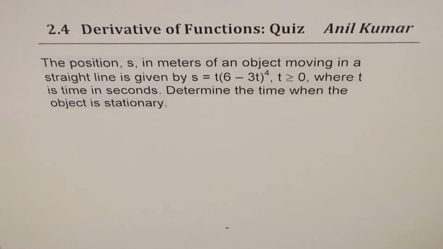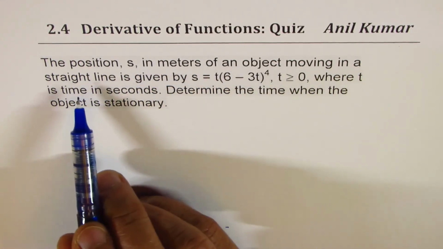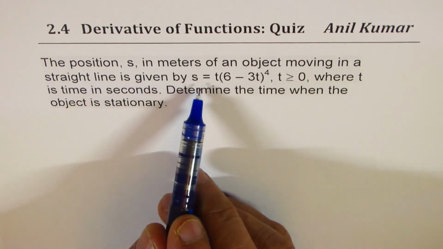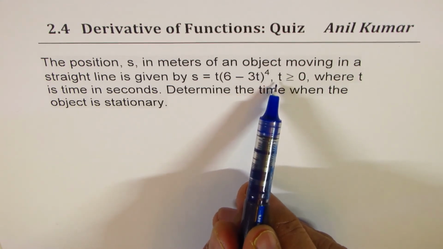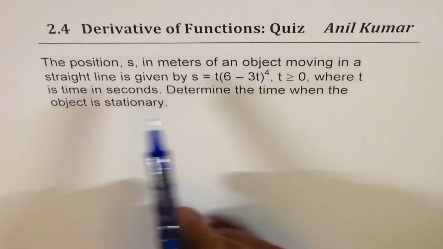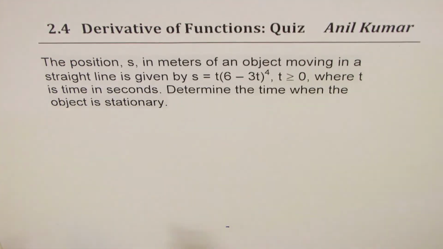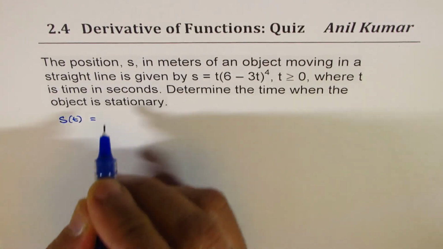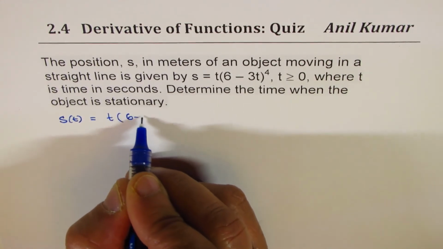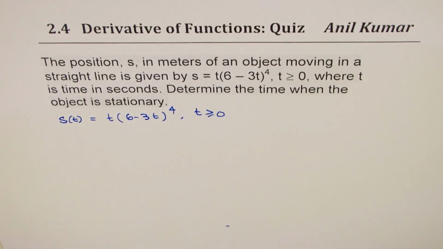I'm Anil Kumar, and here is a bonus question on derivatives of functions. The question here is, the position s in meters of an object moving in a straight line is given by s equals t times (6 minus 3t) to the power of 4, where t is greater than or equal to 0, where t is time in seconds. Determine the time when the object is stationary. So we are given the displacement function s of t, which is t times (6 minus 3t) to the power of 4, and t will be greater than or equal to 0.